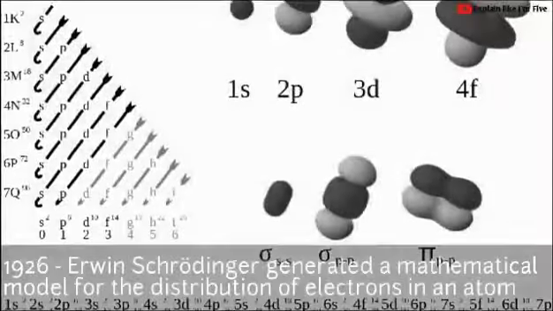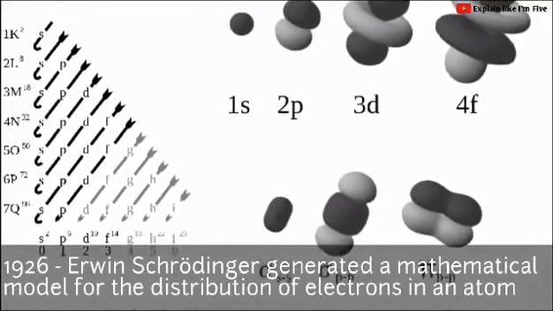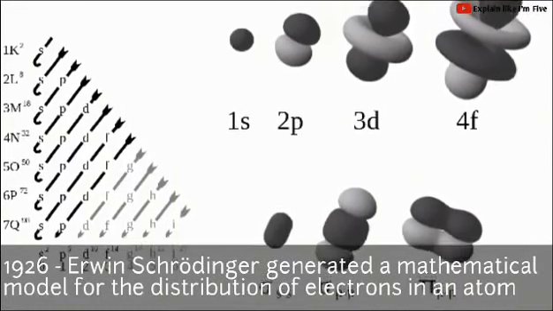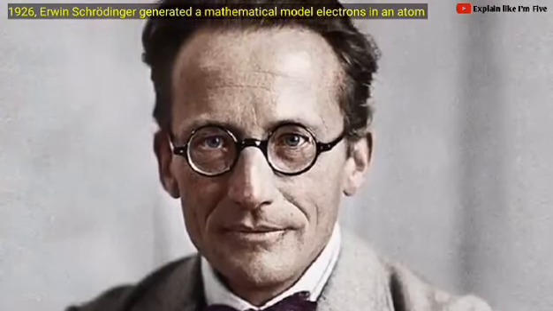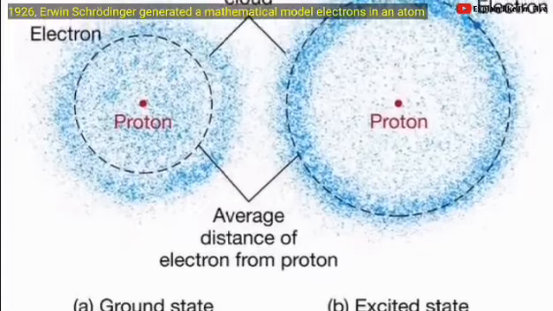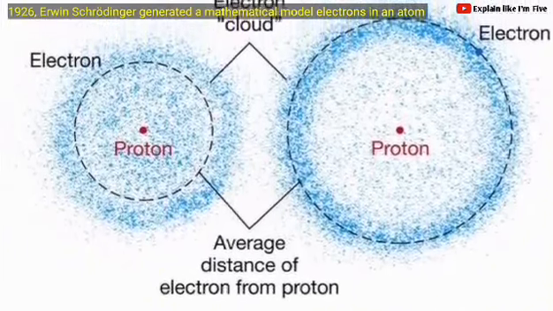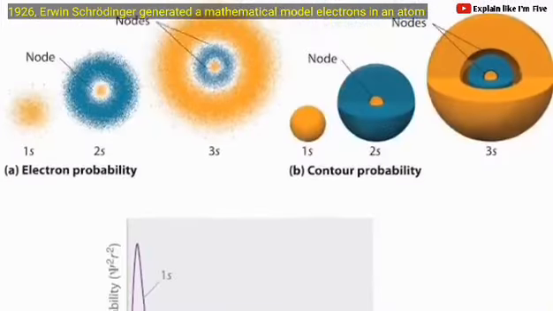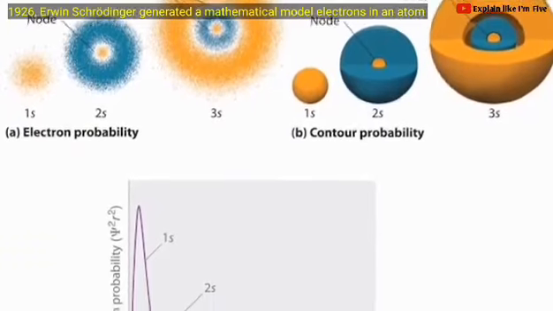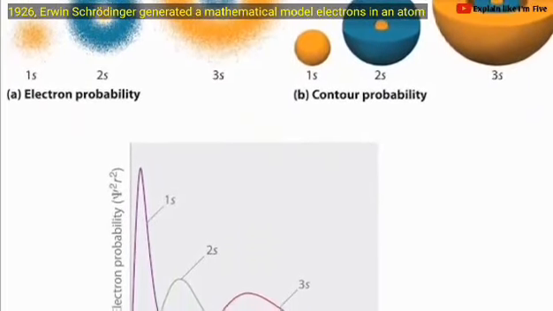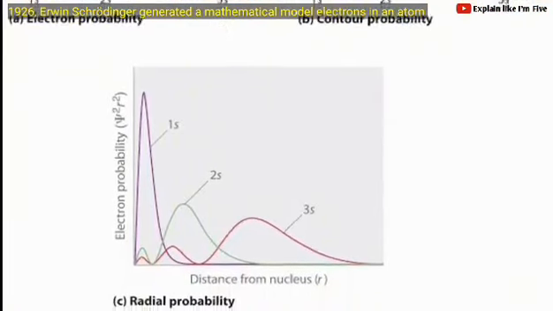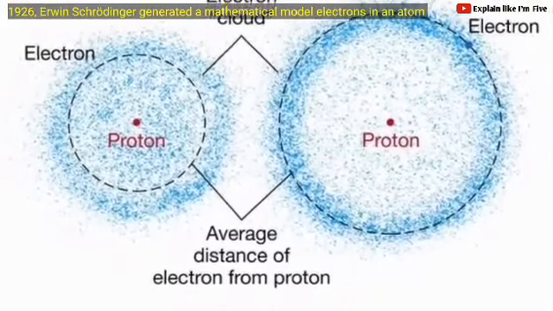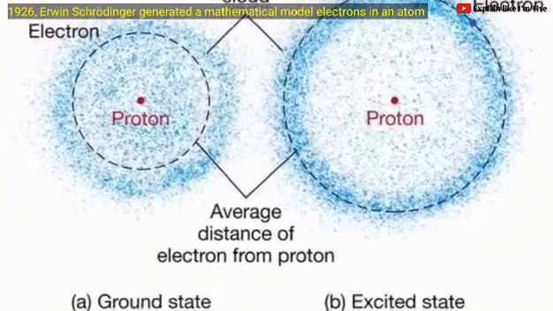In 1926, Erwin Schrödinger generated a mathematical model for the distribution of electrons in an atom. The solution to the Schrödinger equation led to quantum numbers, which provide the address of the electrons in an atom. Erwin Schrödinger developed a powerful model of the atom in 1926. Schrödinger combined the equations for the behavior of waves with the de Broglie equation to generate a mathematical model for the distribution of electrons in an atom.